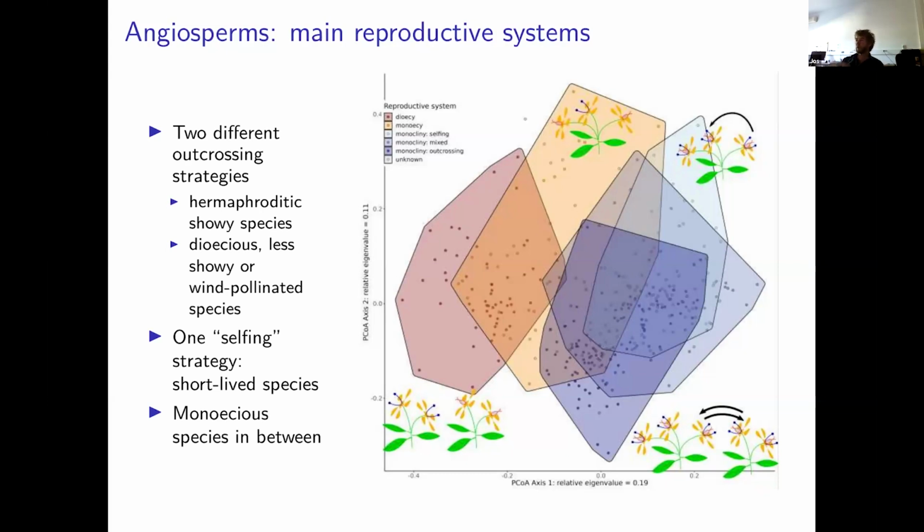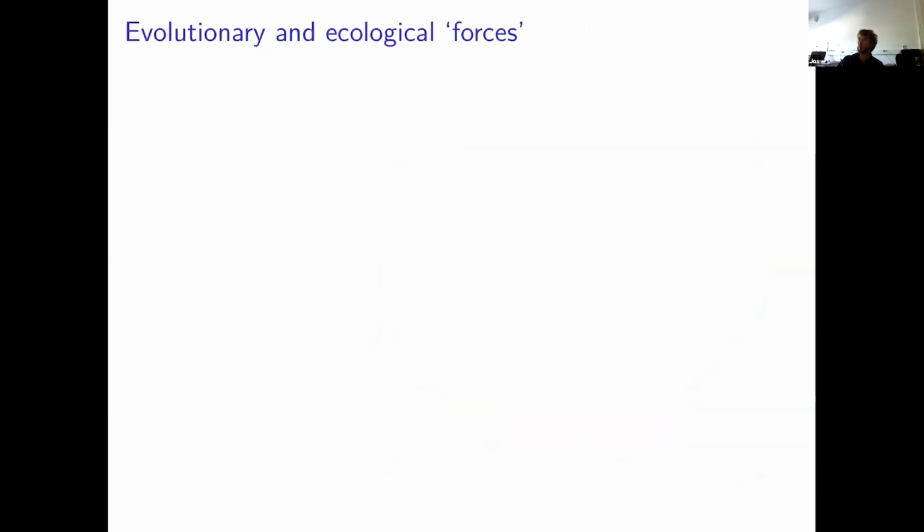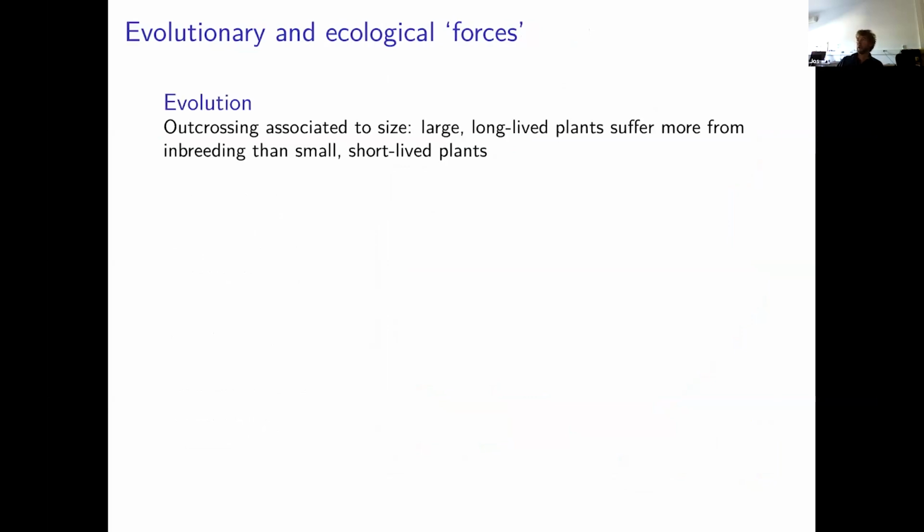But this outcrossing part is separated into species with hermaphroditic, so bisexual flowers that outcross and that are showy, and the dioecious species, which are much less showy and mostly wind-pollinated species. So the selfing is concentrated in the part of the trait space where there are only the short-lived species. And the monoecious species are kind of in between. So this gives us some idea about the evolutionary and ecological forces that are at play here.